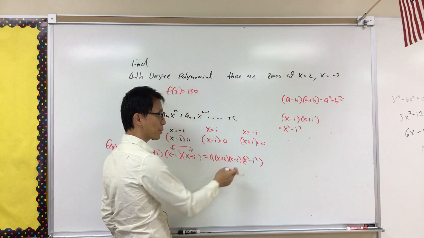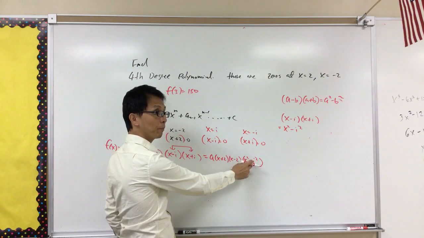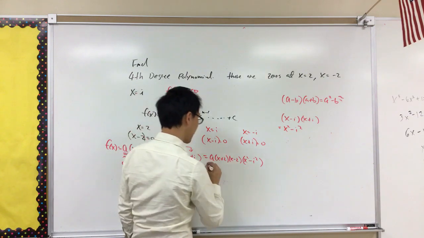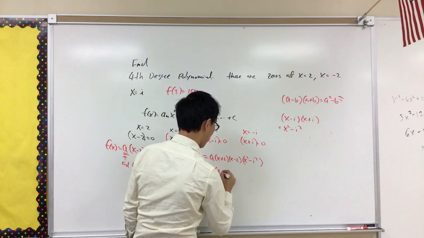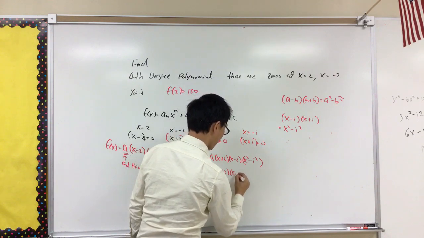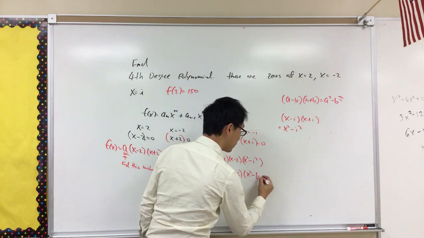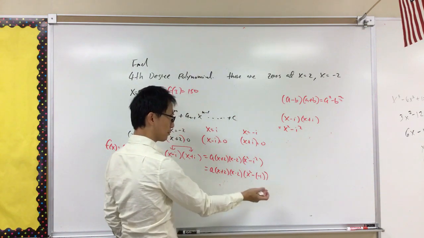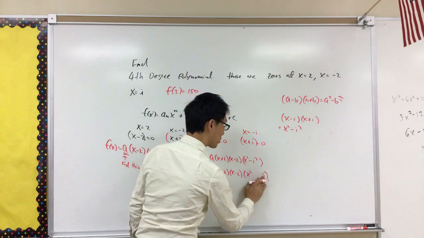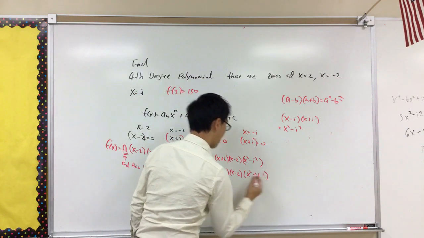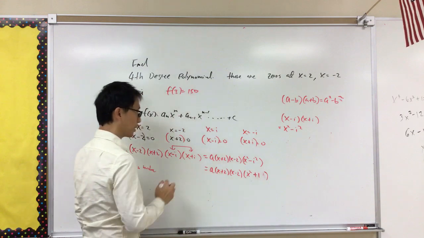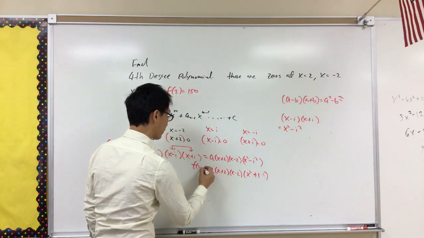What is x squared minus i squared? What's i squared? Negative 1. Good job. x squared minus negative 1. So what does that mean? Positive, plus 1. So can I change this to plus 1? Yeah. And that's equal to this. So that's equal to f of x.